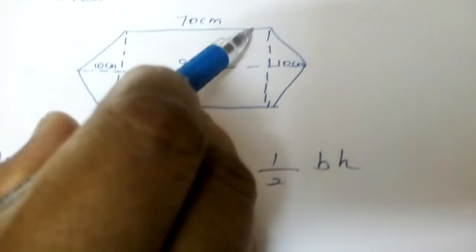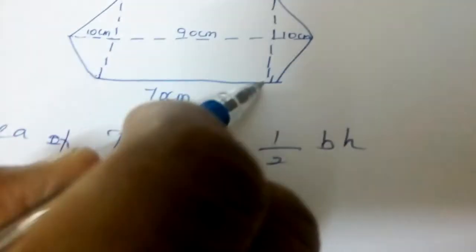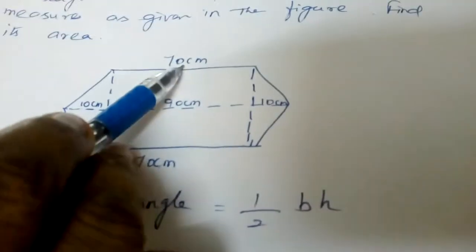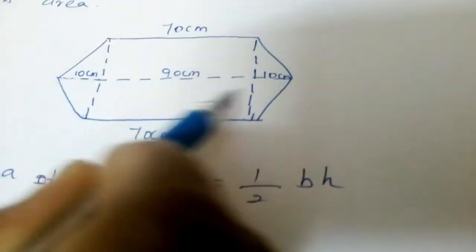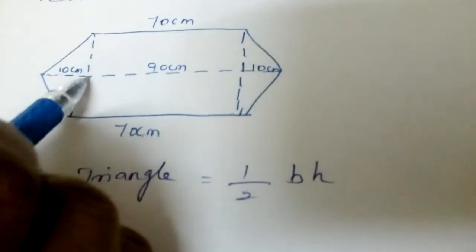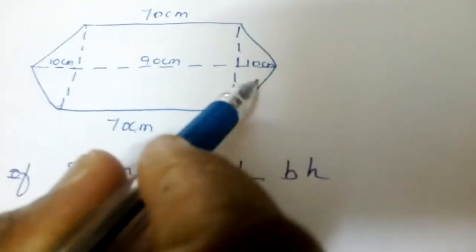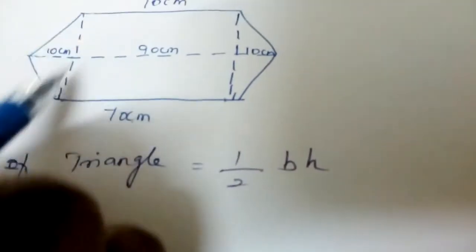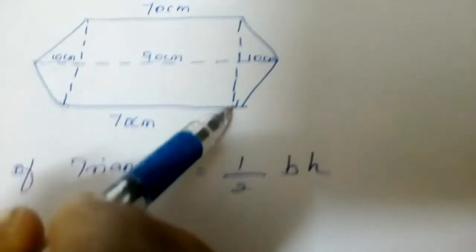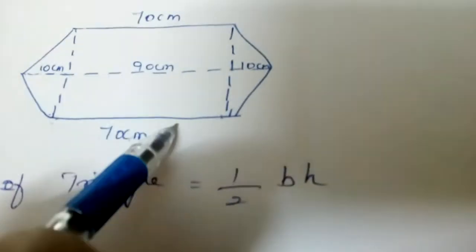This is 70, so this is also 70, and this will also be 70 and this will also be 70. Here it is already given as 70. How do I come to know this is also 70? See, this whole dotted line is given as 90. Here there is 10 cm and here there is 10 cm. Then if I reduce 20 from 90, automatically this part is 70. If this is 70, so this also will be 70 and this also will be 70. If all sides are the same length, then it is a square.